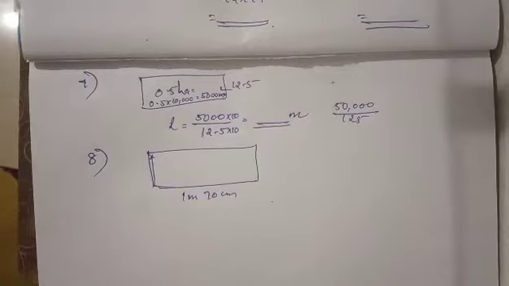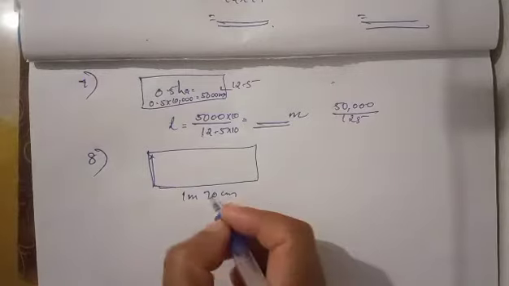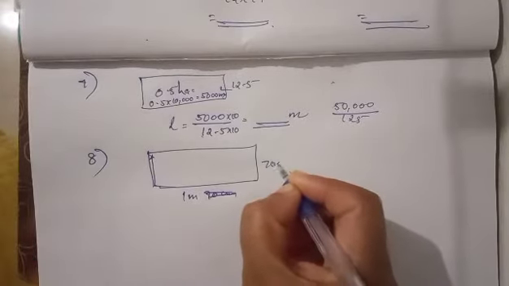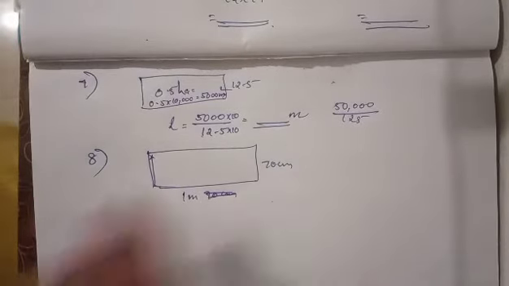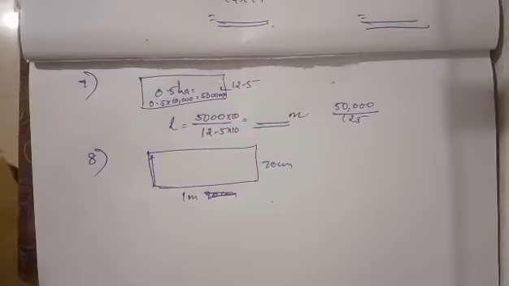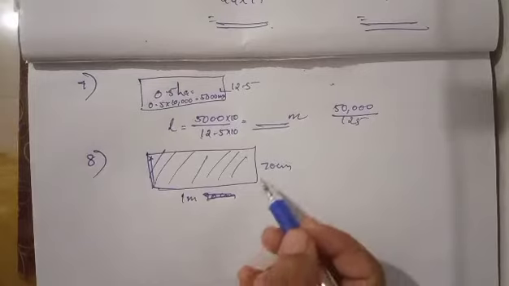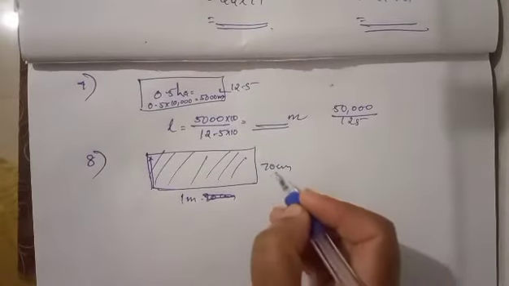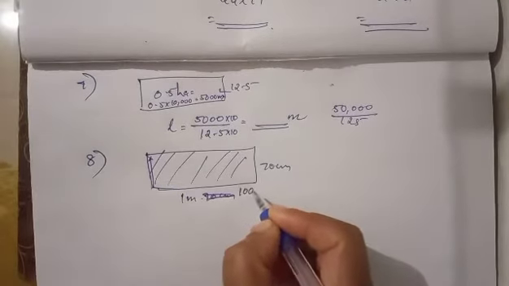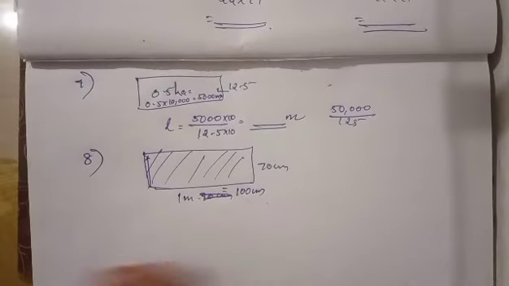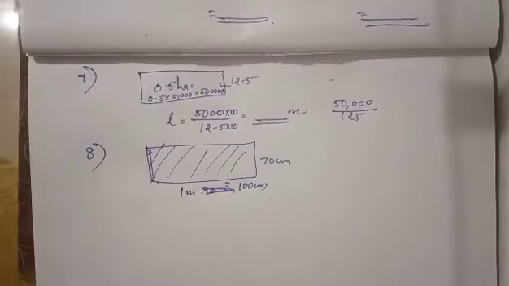A rectangular piece of plastic sheet measures 1 meter by 70 centimeter. Sorry, 1 meter by 70. 1 meter is length and 70 centimeter is breadth. We have to find the cost at the rate of rupees 80 per square meter. We have to find out the area of this rectangle. Length is given, breadth is given. Length is in meter, breadth is in centimeter. So we can write it, 1 meter is equal to 100 centimeter.